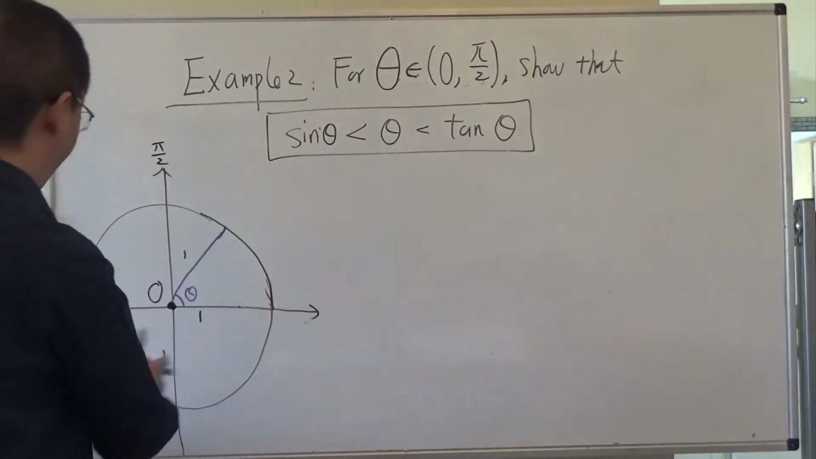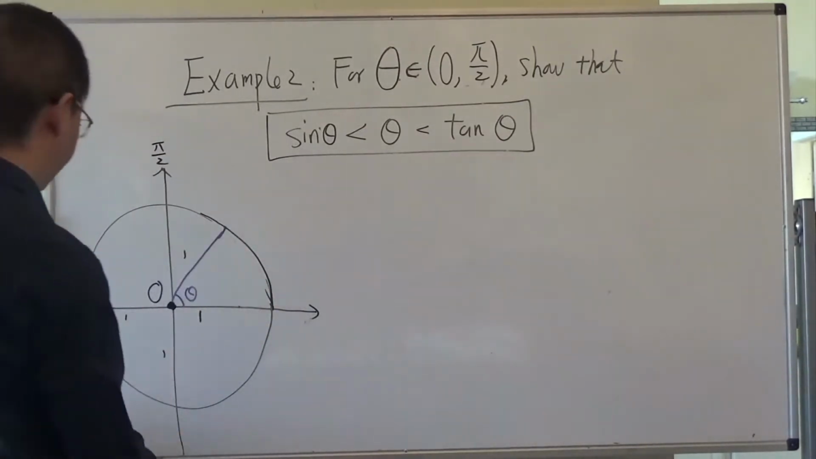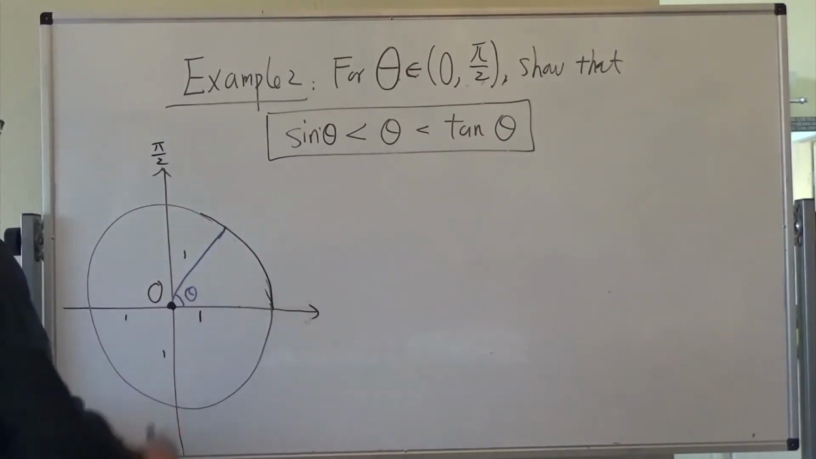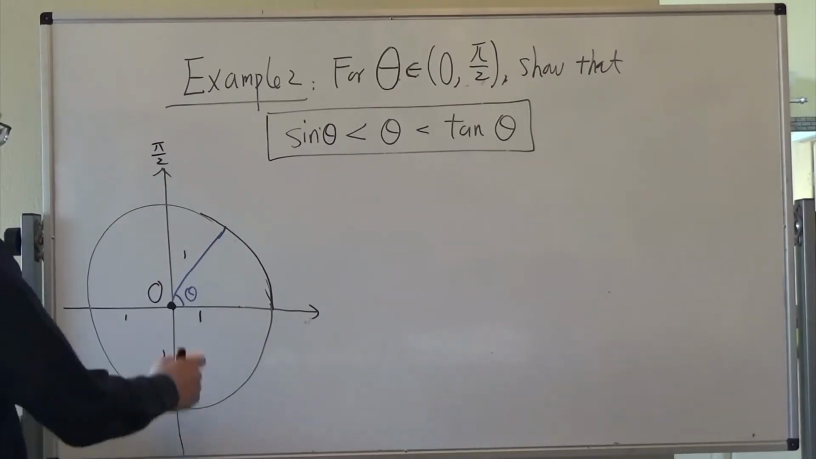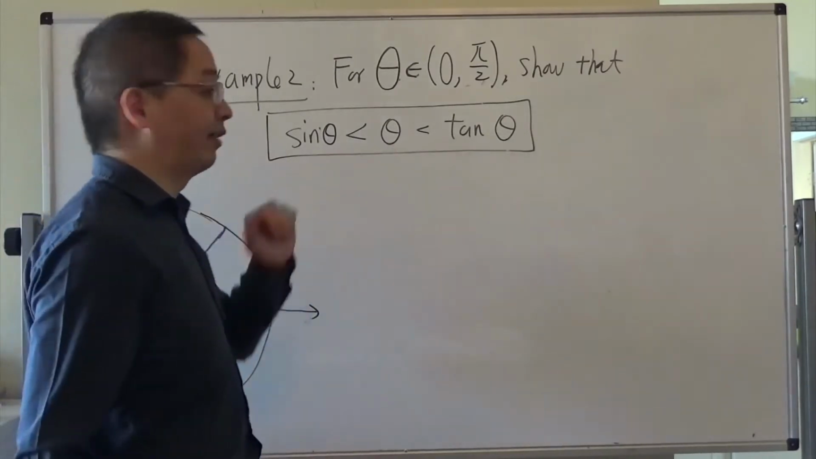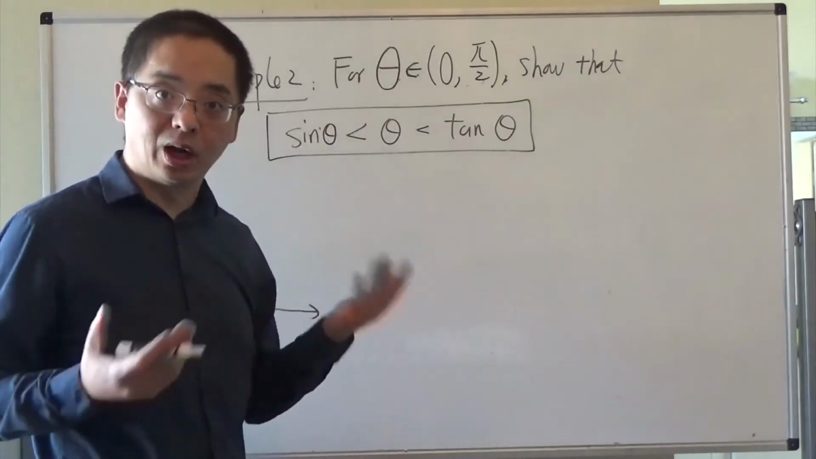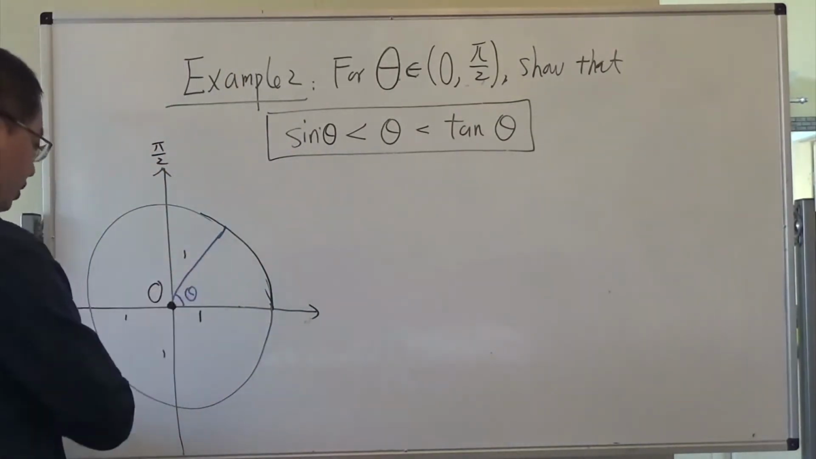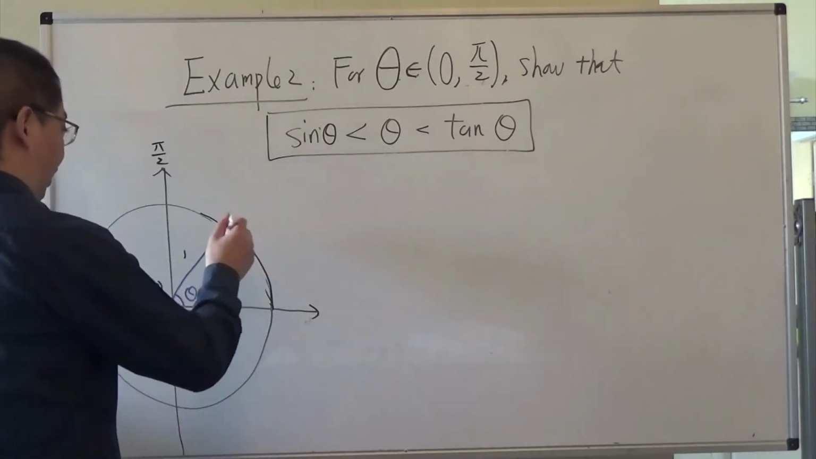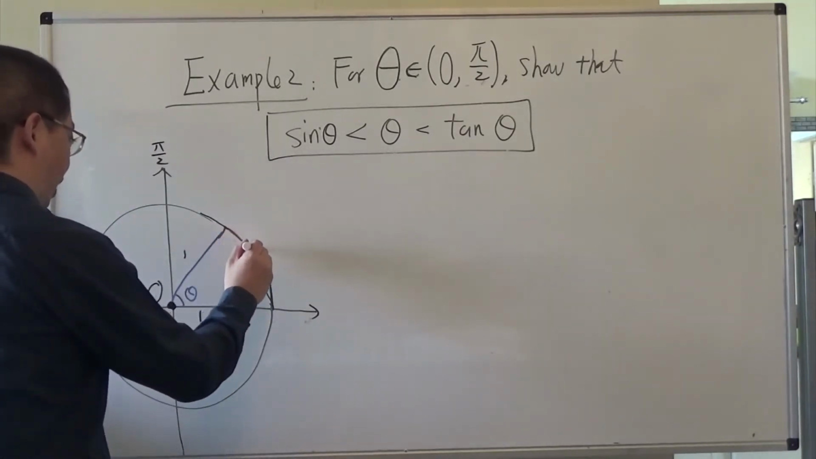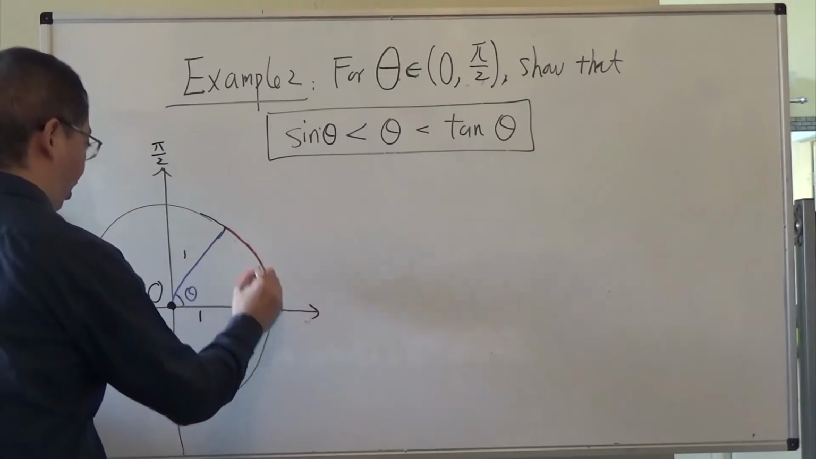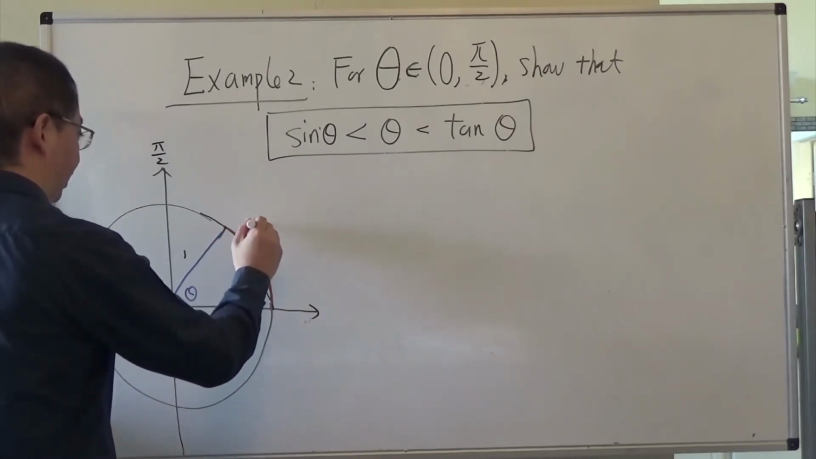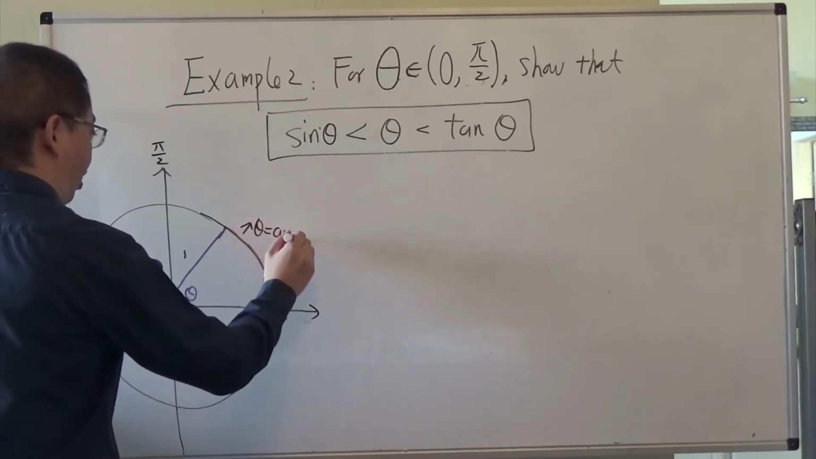Here we have a unit circle on a coordinate plane. This is the angle theta. If we recall the definition of radian, because it is the unit circle, theta just means the length of the arc. So this is theta, which equals this arc length.